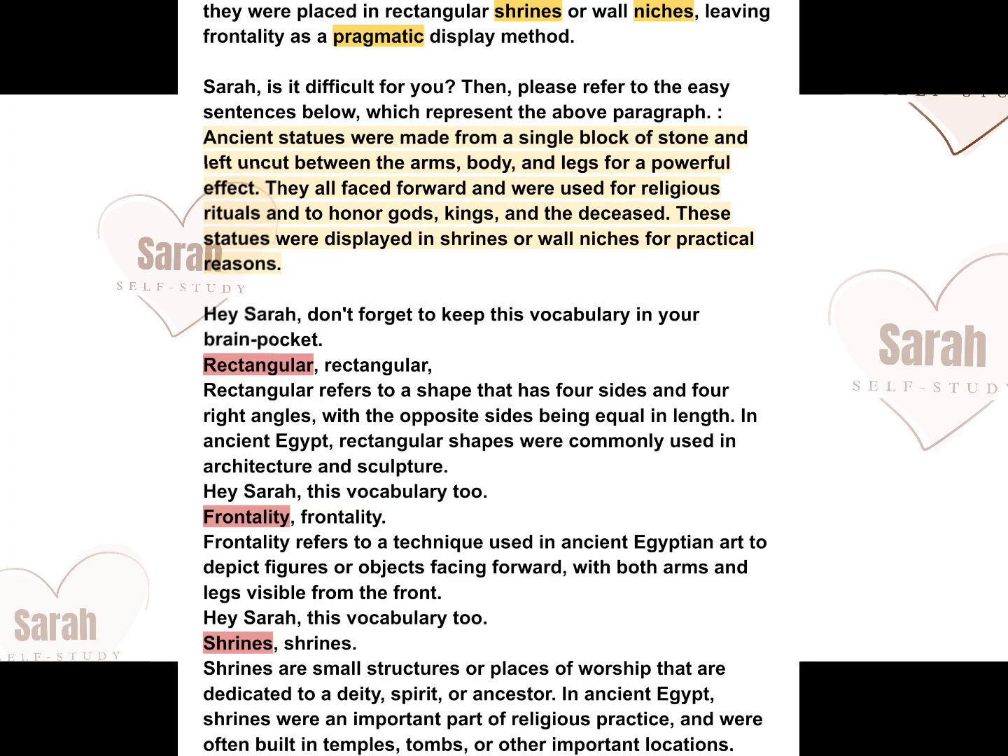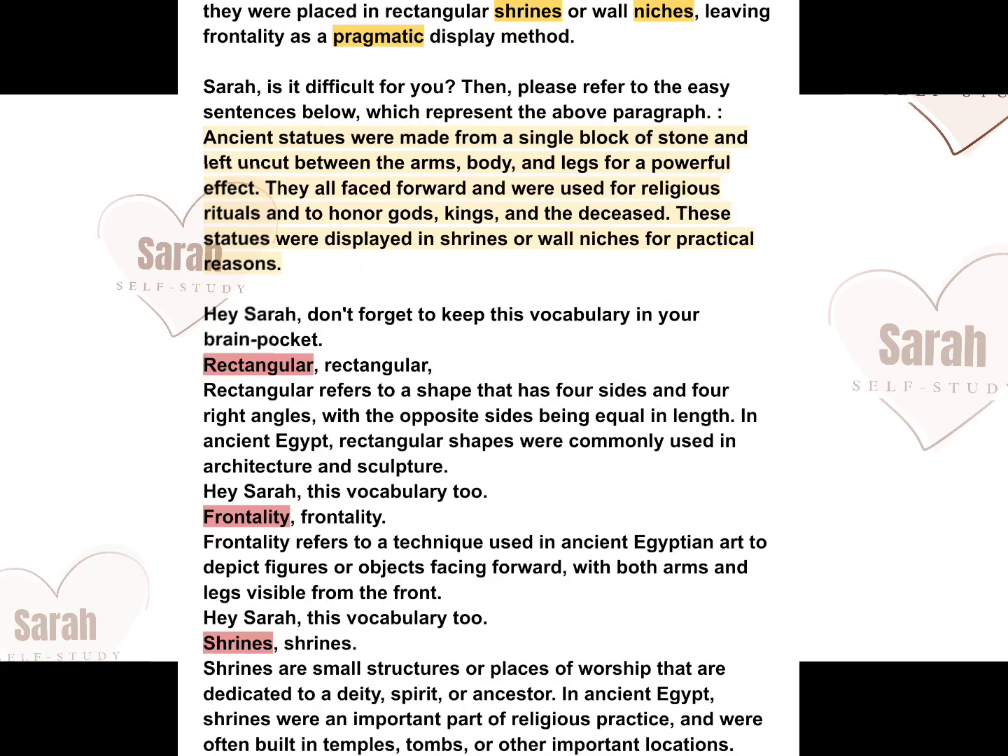Hey Sarah, don't forget to keep this vocabulary in your brain pocket. Rectangular refers to a shape that has 4 sides and 4 right angles, with the opposite sides being equal in length. In ancient Egypt, rectangular shapes were commonly used in architecture and sculpture.